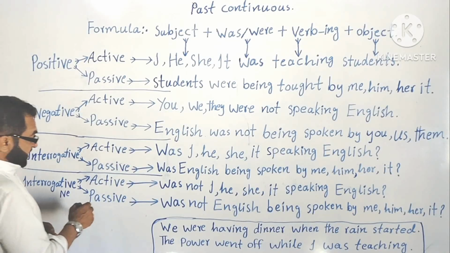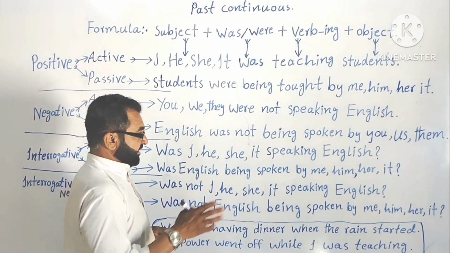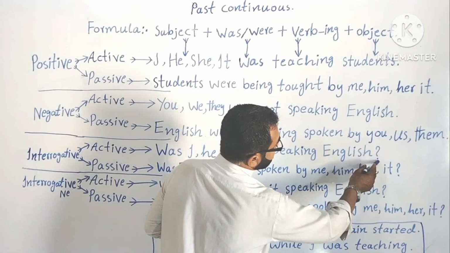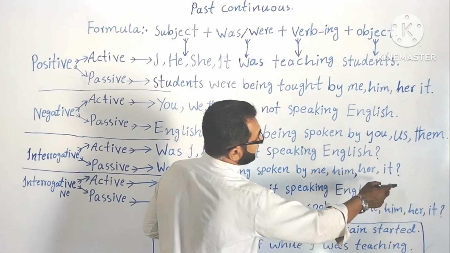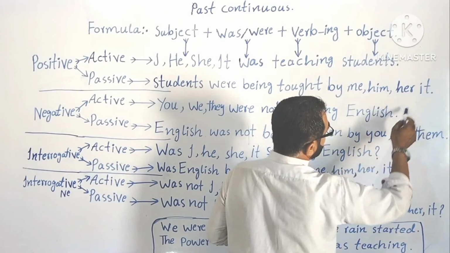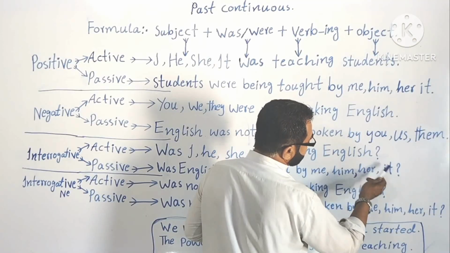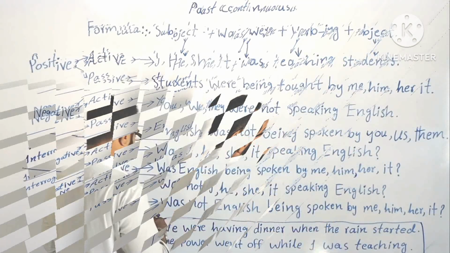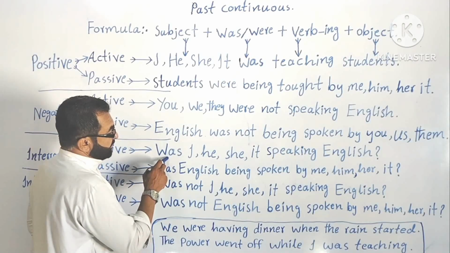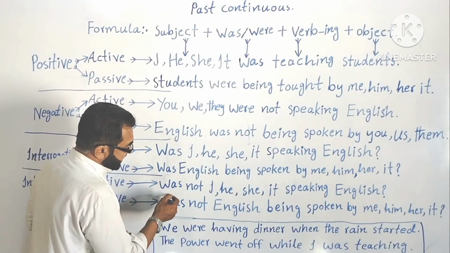Interrogative negative. Now look at the active voice of interrogative negative. Sorry, here I forgot to tell you that interrogative sentences take question marks with them. Okay, these negative and positive sentences take full stops with them, while on the other hand, interrogative sentences take question marks with them. Understood?